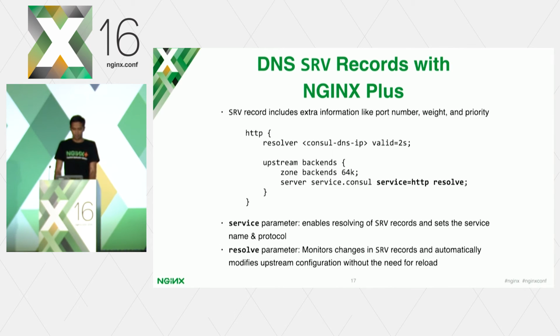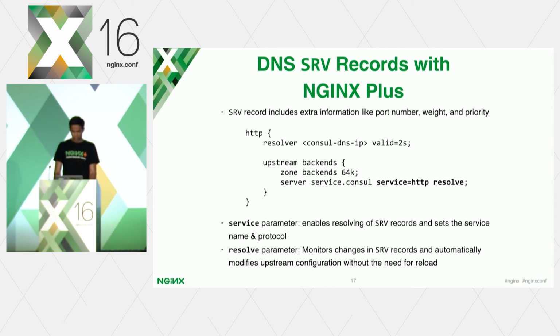So this is where SRV record support comes with NGINX Plus. An SRV record, other than just the IP address of the A record, also includes extra information like the port number, the weight, and the priority of the service, which can then be used by NGINX to do load balancing.